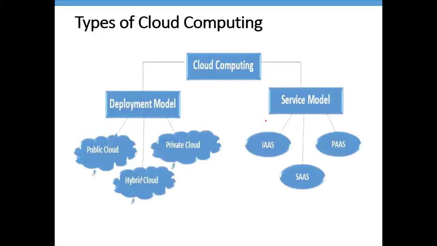And types of cloud computing. Here we have some types of cloud computing. First one is deployment model: public, private, hybrid. In service model, we have three types: IaaS, PaaS, SaaS. Now this we are going to discuss.